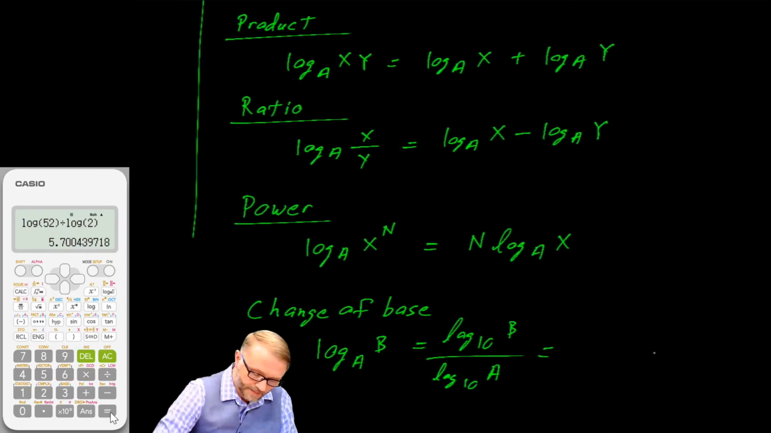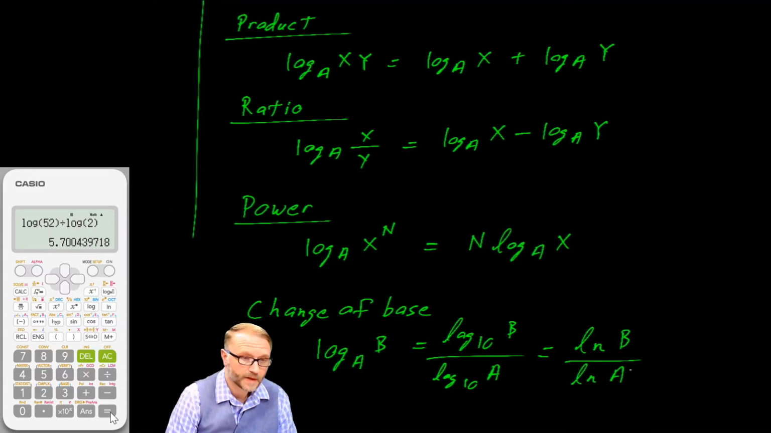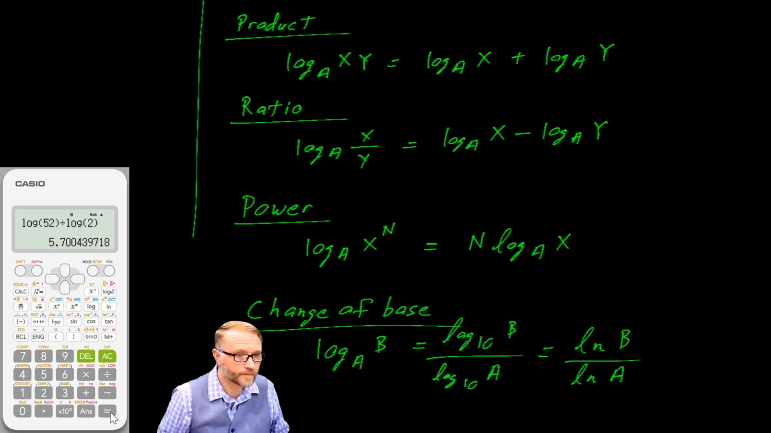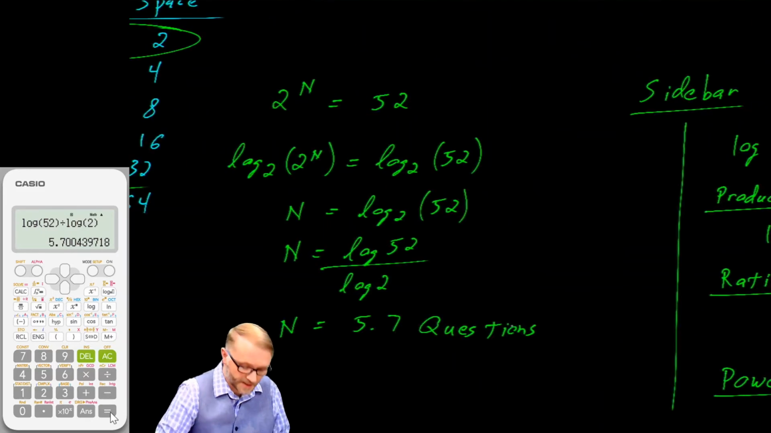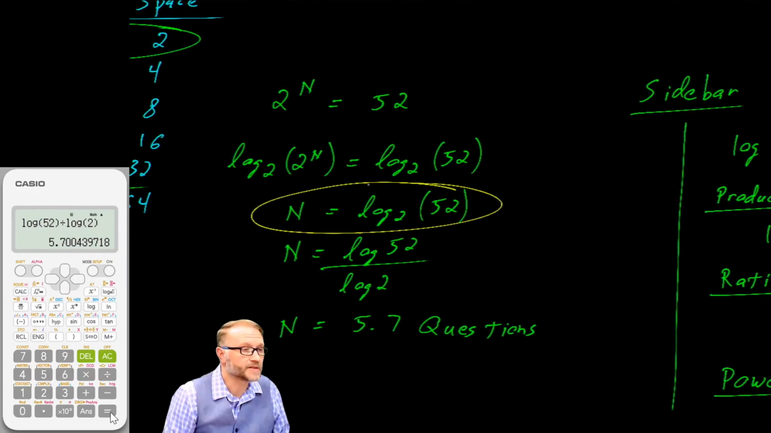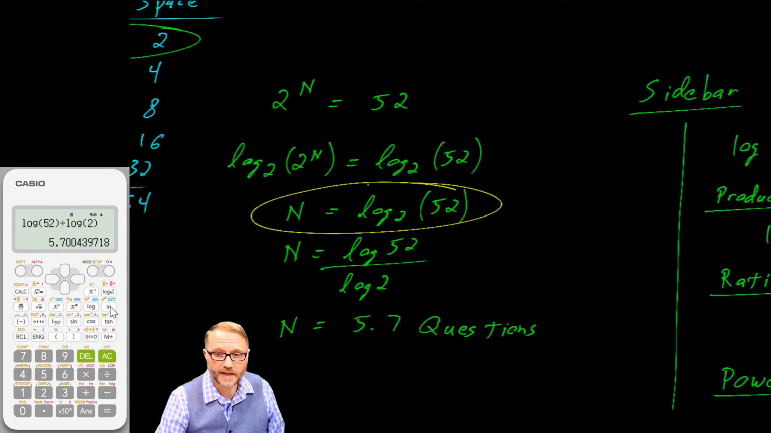Or, if you prefer, you could use the natural log of b over natural log of a. Doesn't matter which one you use. We did use the change of base rule right here, and you can see that's still keyed into the calculator as log to the base 10 of 52 divided by log to the base 10 of 2. We could also have keyed that in as natural log of 52 divided by natural log of 2, and I believe we get the same answer of 5.7.